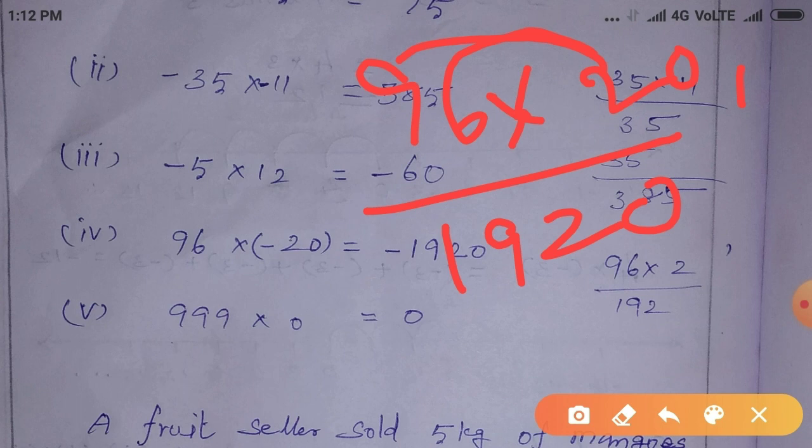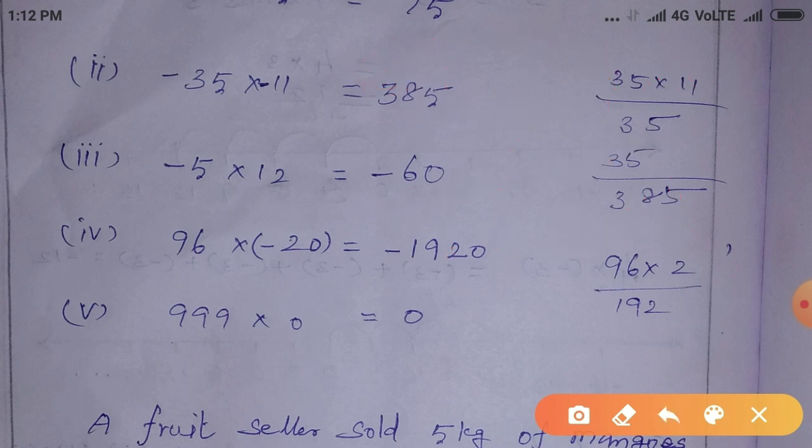Next, fourth one, 999 into 0 is equal to 0. Any number into 0 is equal to 0.